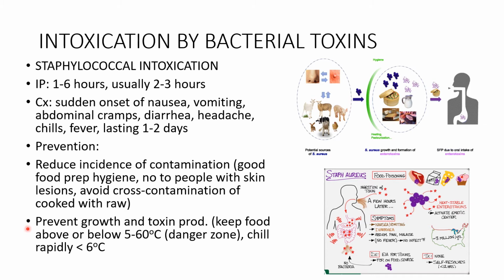So, prevention of growth and toxin production. Of course, keep food above or below 5 to 60 degrees Celsius. In food microbiology, this is called your danger zone. So 5 degrees Celsius to 60 degrees Celsius. If you want to preserve it or to keep it in good quality, you refrigerate, you freeze it below 5 degrees Celsius, and you cook it more than 60 degrees Celsius. And you chill the food rapidly below 5.